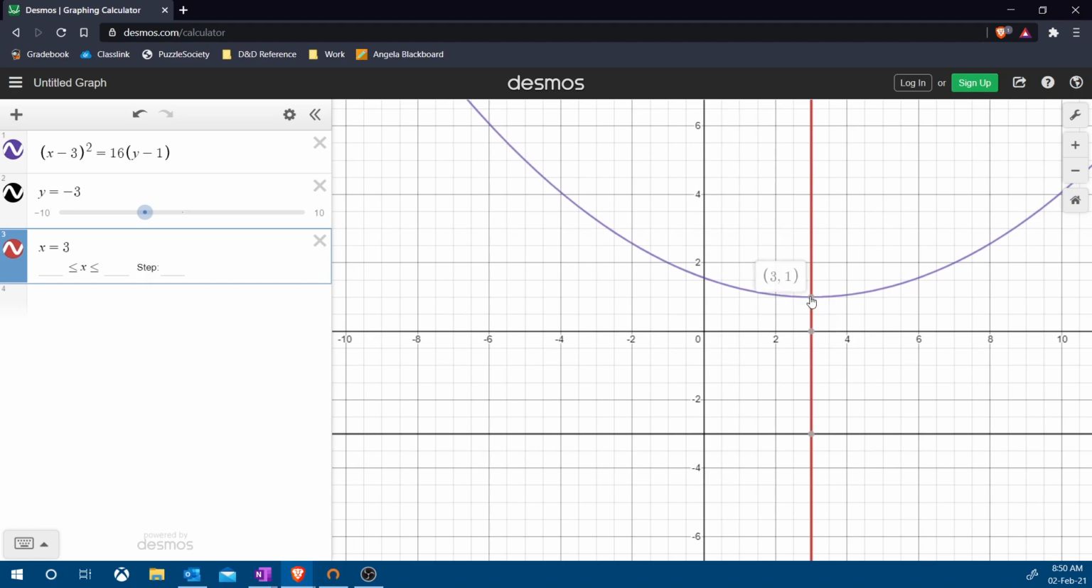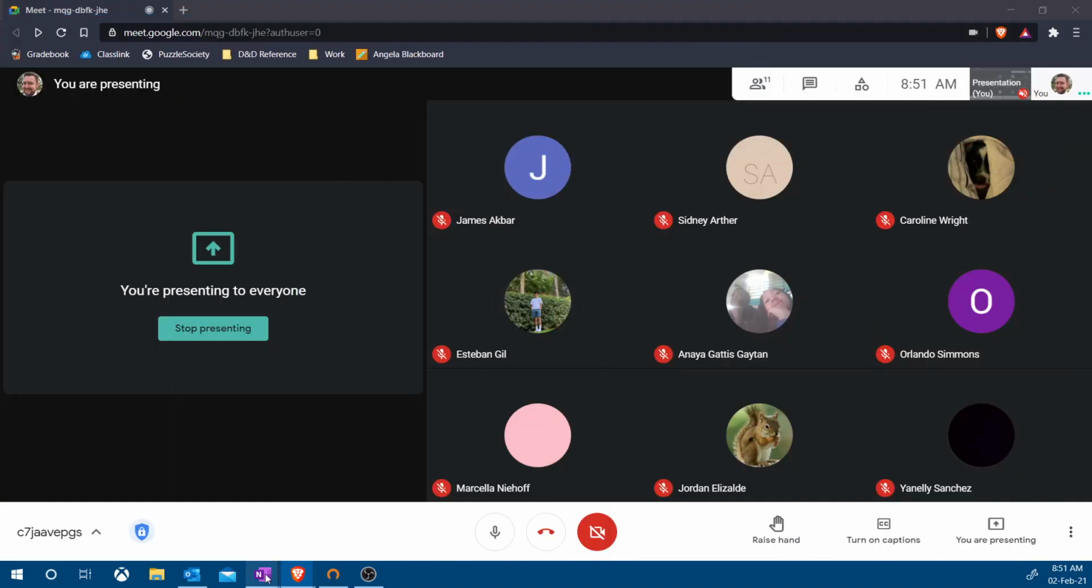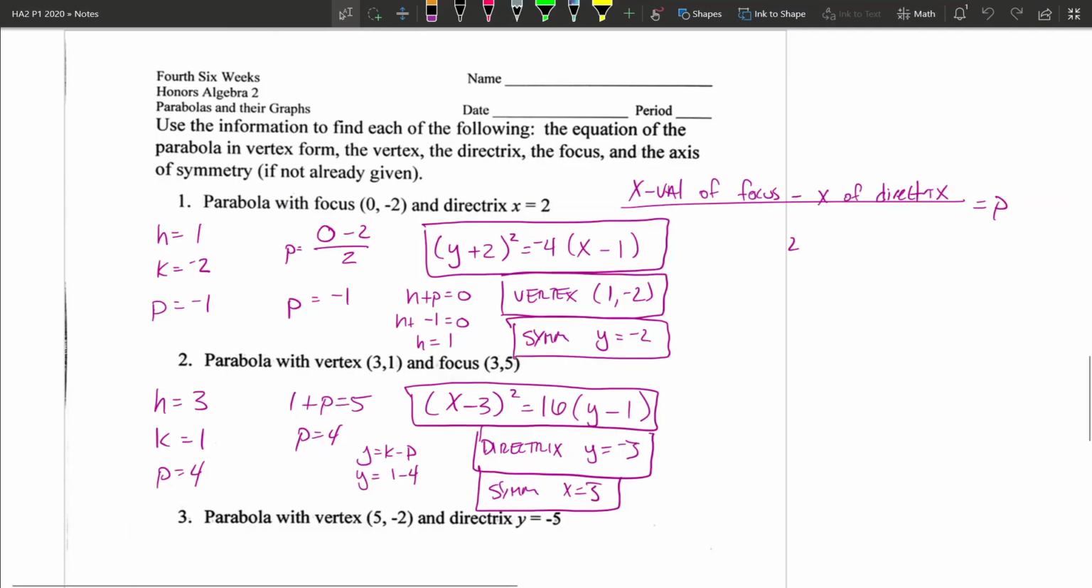And our focus was (3, 5). That's 3, 1, 2, 3, 4, 5. So it looks to me like the distance between (3, 5) and the vertex, and then from negative 3 to 1, we have a distance of 4 and a distance of 4, so that matches up. So that is the correct graph. Clear this out and go to the next one.